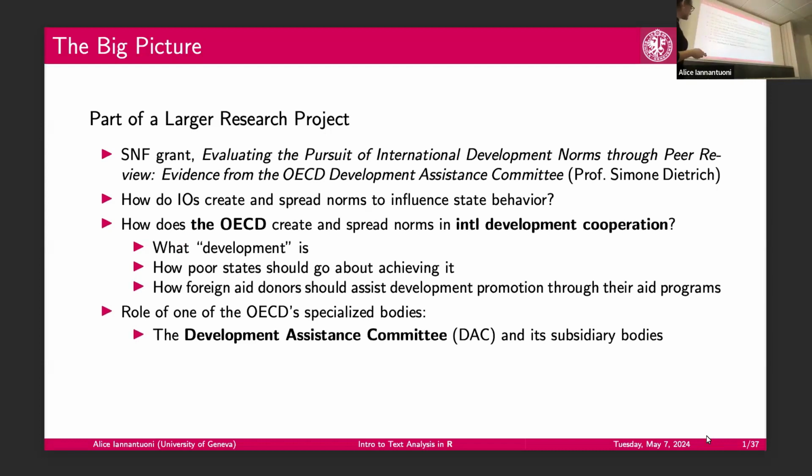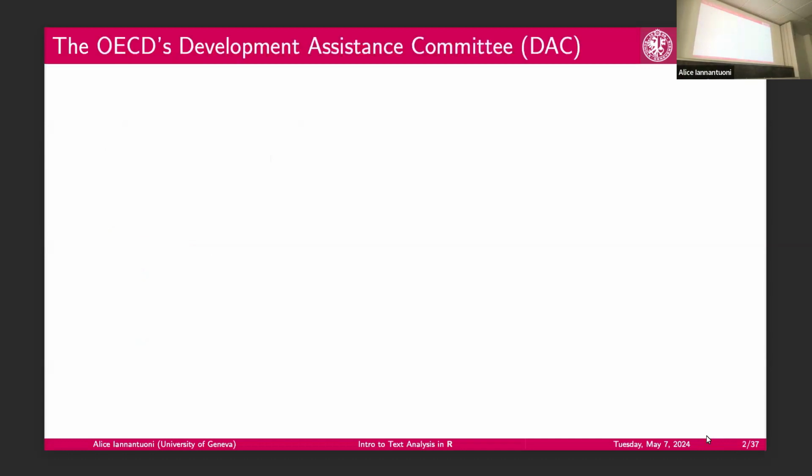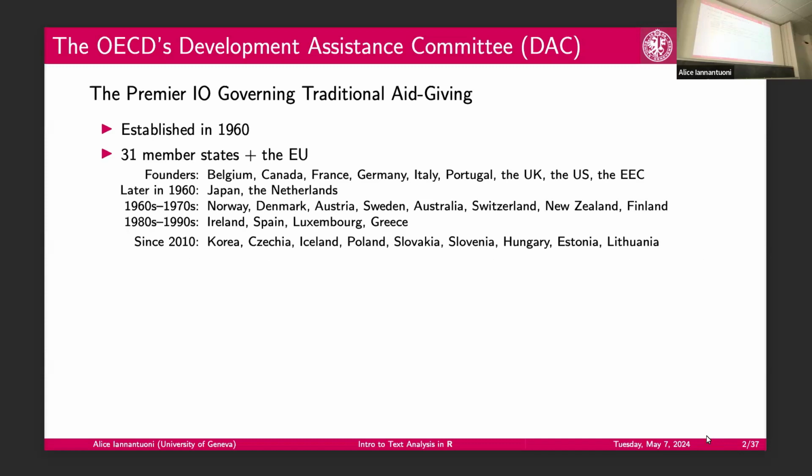Just to give you a quick sense, within the OECD there is this Development Assistance Committee body, which is where the data is going to be coming from. This body uses soft law, or horizontal governance types of tools, to promote learning among its members. One of them is the peer review mechanism, which is going to be the chief source of text data here. Again, as background, this is the premier international organization that governs traditional aid giving. Think of all traditional Western donors: European, North American, Australia, Japan, Korea, New Zealand.